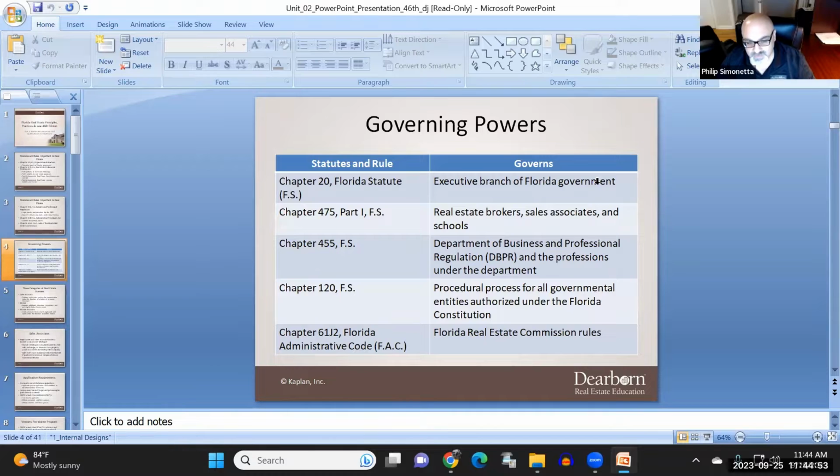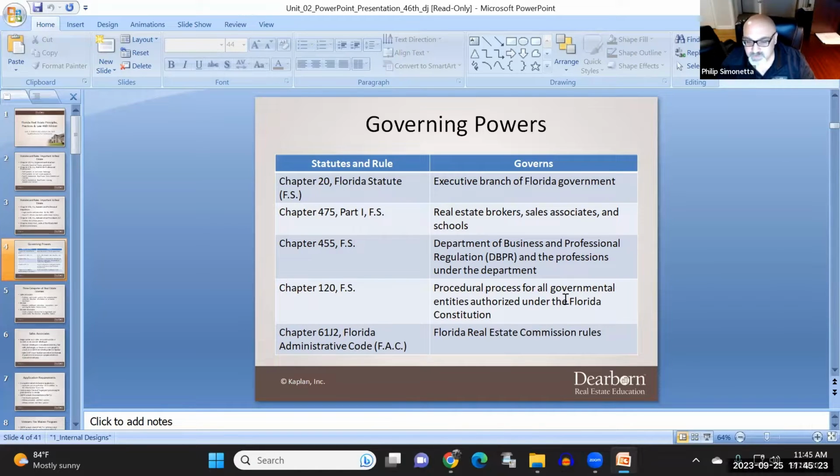So let's go over it. This narrows it down a little bit. Chapter 20, Florida statute. That's the executive branch of government, the umbrella. Chapter 475, part 1, brokers, sales associates, and schools. Chapter 455, Florida statute. That's the Department of Business and Professional Regulation and the professions under the department.